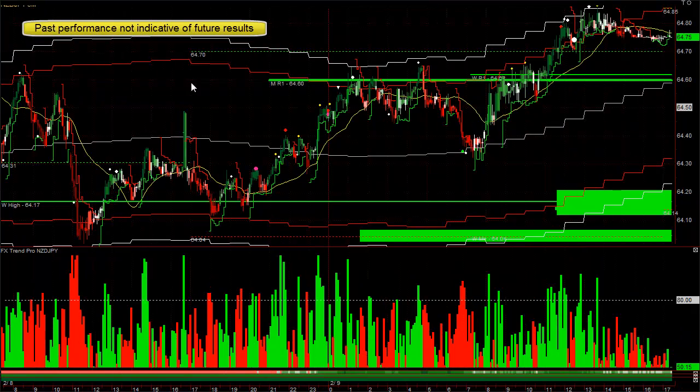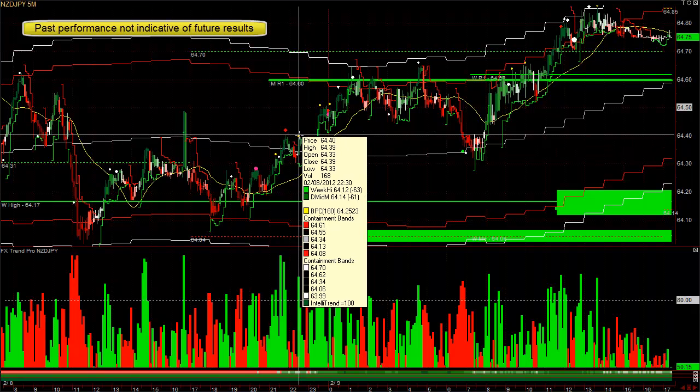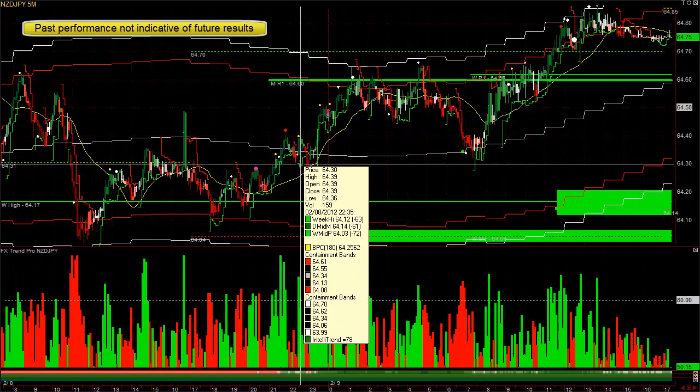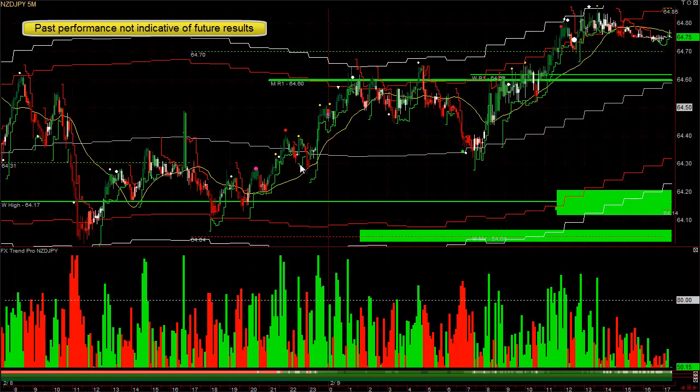There's a New Zealand yen. Again, this one came up to the hourly, had a nice little hour and a half, 2 hour rectangle pattern. Basically just look for a very low volatility 15 to 25 pip rectangle for, I'd say, an hour and a half to 3 hours. The longer the better. It broke out and went right to the upper containment band.